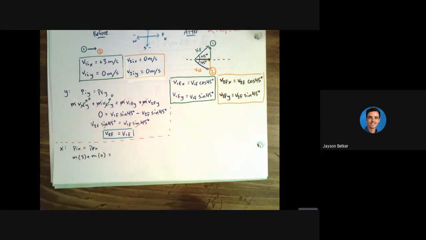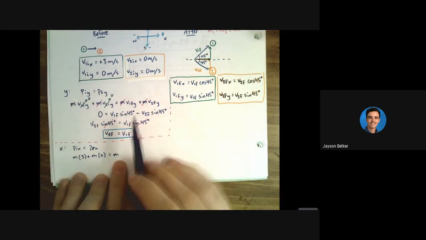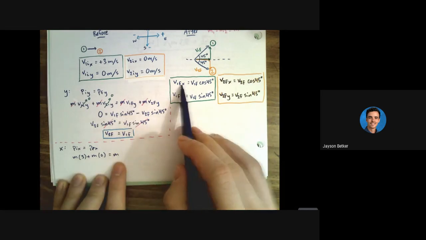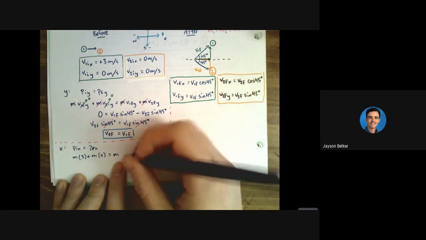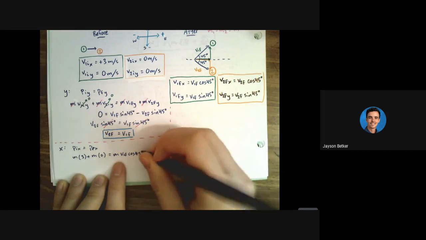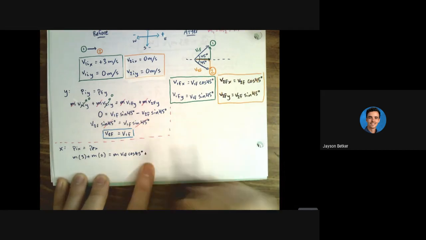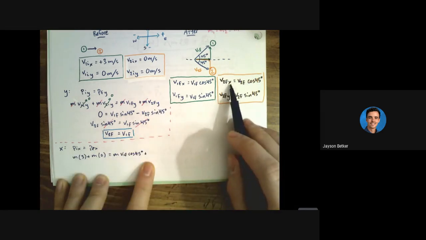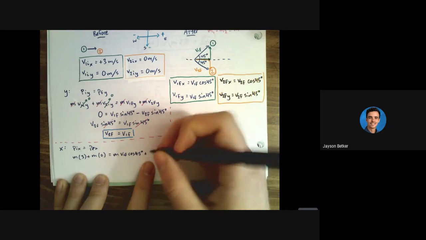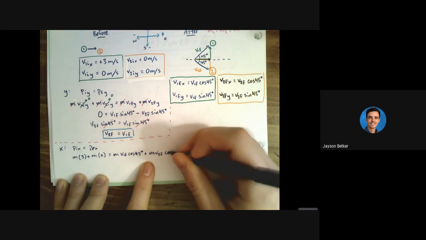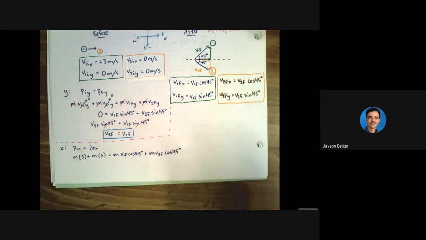Now that is equal to M times, instead of being a V1FY, it's V1FX. So I'm going to plug in V1F cos 45. And then plus M times, instead of V2FY, we're now looking in the X. So it's V2FX, which is V2F cos 45. So M times V2F cos 45.